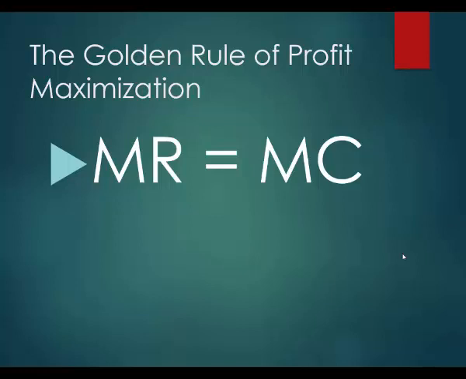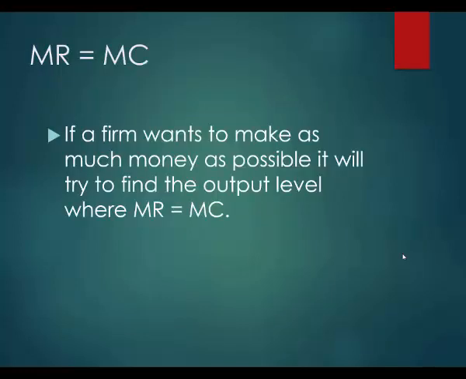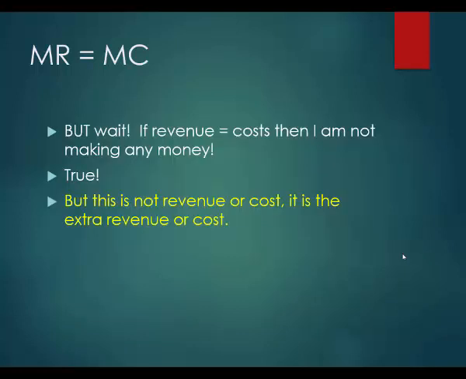You're going to need to know the golden rule of profit maximization, and that is profit is maximized when the marginal revenue equals the marginal cost. So if a firm wants to make as much money as possible, it will try to find the output level that will make this equation true. So it will set y equal to some magic number, and at that point marginal revenue will equal marginal cost. What? Wait a second, hang on.